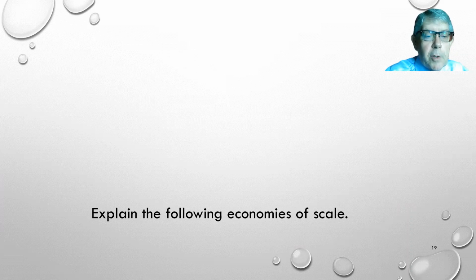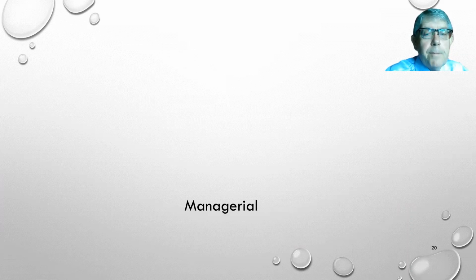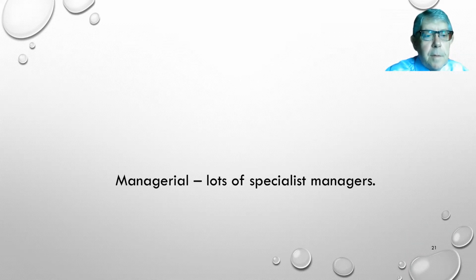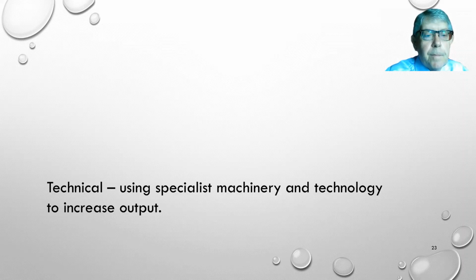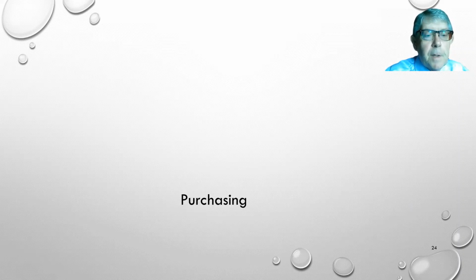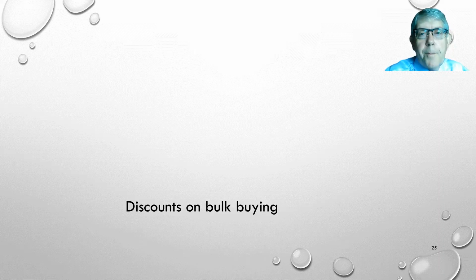Explain the following economies of scale. Managerial. This is having lots of specialist managers, which makes the firm much more efficient. Technical. This is about using specialist machinery and technology to increase output. Purchasing. This is about discounts on bulk buying.